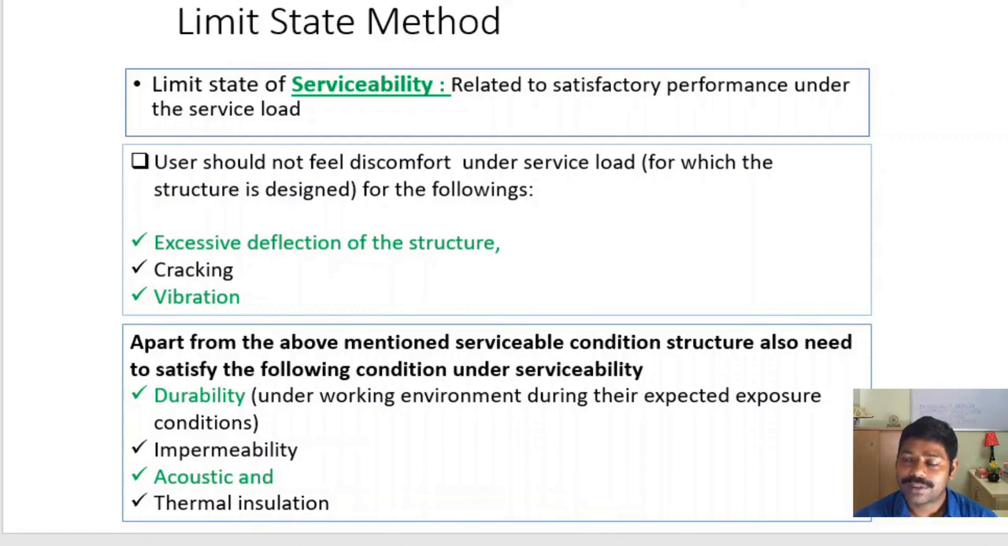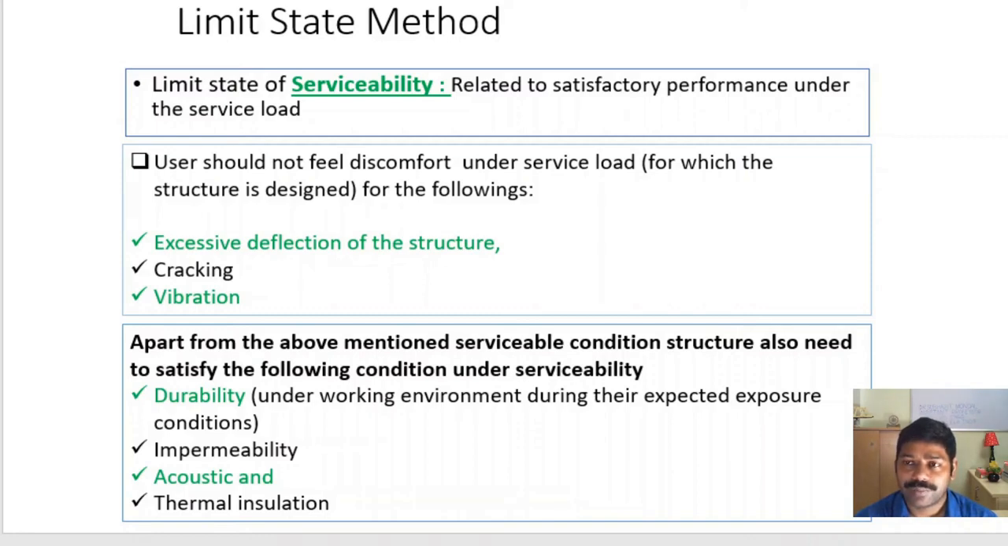Acoustics: whenever you are designing a classroom, you will find that many classrooms are not acoustically good. There will be some echo, and in that case your voice will not be audible to the students. So you should take proper care of the acoustics also. Thermal insulation should be there. And in case of durability, you also should take care of the exposure conditions. In whichever environment you are constructing the structure, you should take care of the durability part while designing.